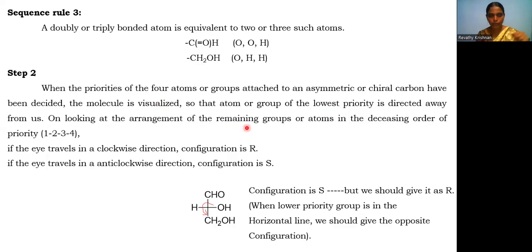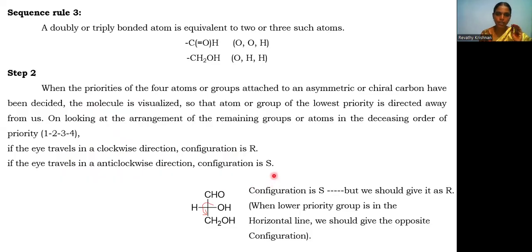We have to travel in the priority sequence 1, 2, 3. If the eye travels in a clockwise direction, that is 1, 2, 3 clockwise, the molecule's configuration is found to be R. If the eye travels anti-clockwise, 1, 2, 3, the configuration is known as S.